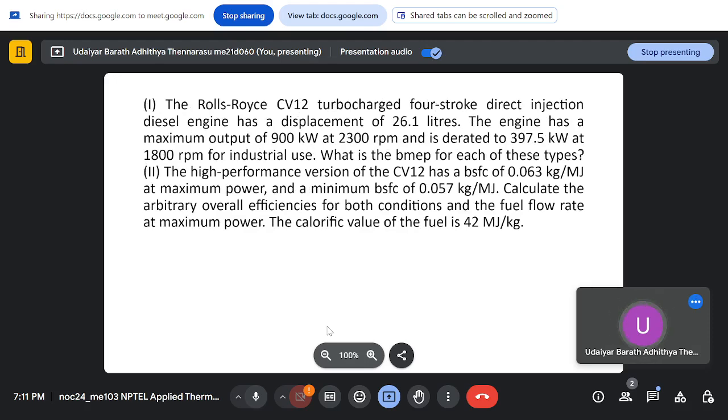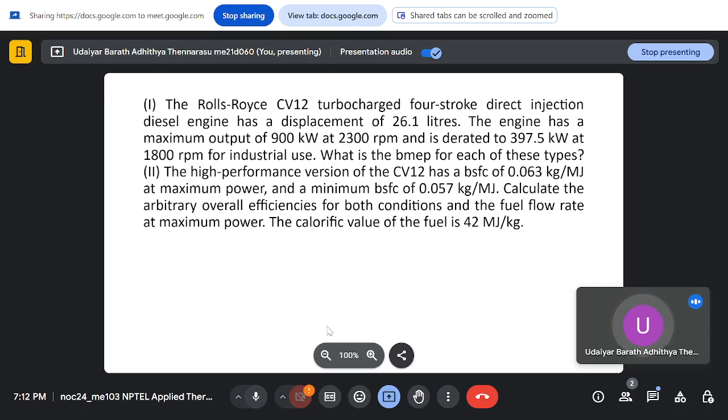So the next question is: the Rolls-Royce CV12 turbocharged 4-stroke direct injection diesel engine has a displacement of 26.1 liters. The engine has a maximum output of 900 kilowatt at 2300 rpm and is derated to 397.5 kilowatt at 1800 rpm for industrial use. What is the brake mean effective pressure for each of these types?